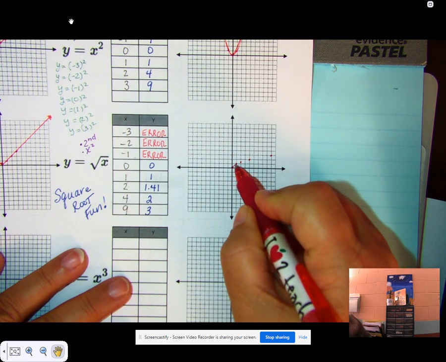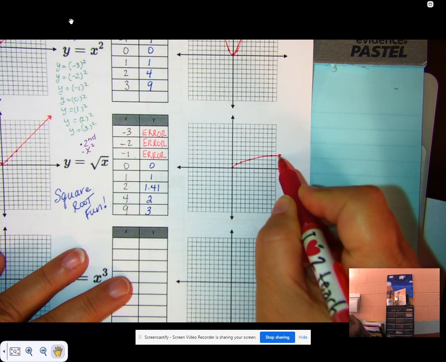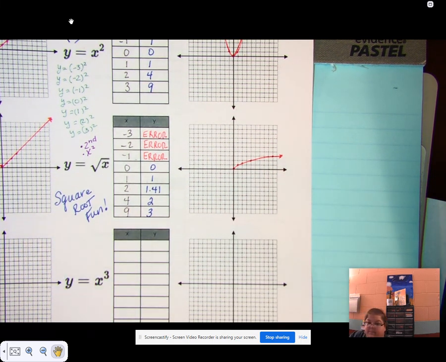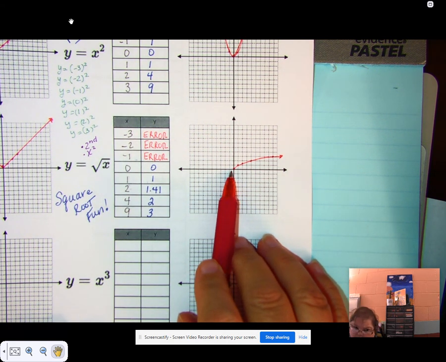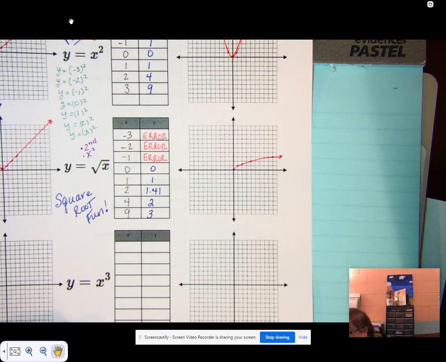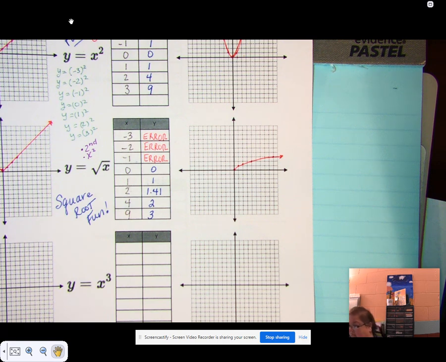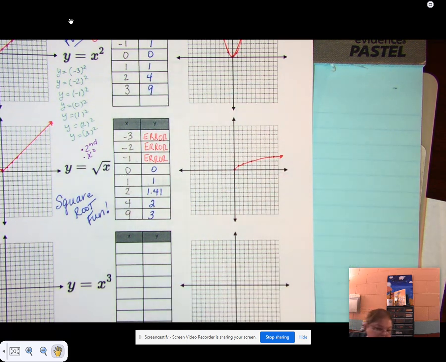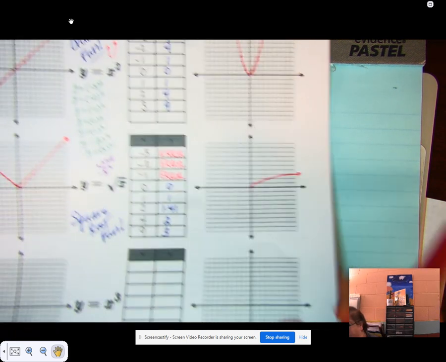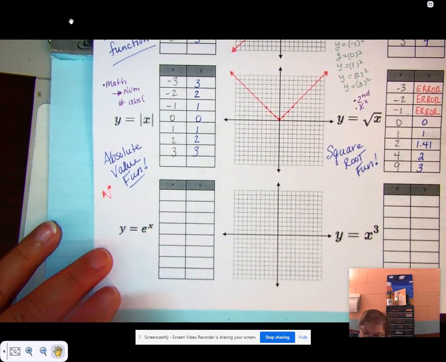So we start here, and we just go like that. Okay? Only one arrow this time. And a square root is always going to start at 0 for us. So here's our square root. The parent function is going to start at 0. So there that is, square root function based on what it looks like. It almost kind of looks like the square root symbol, right?